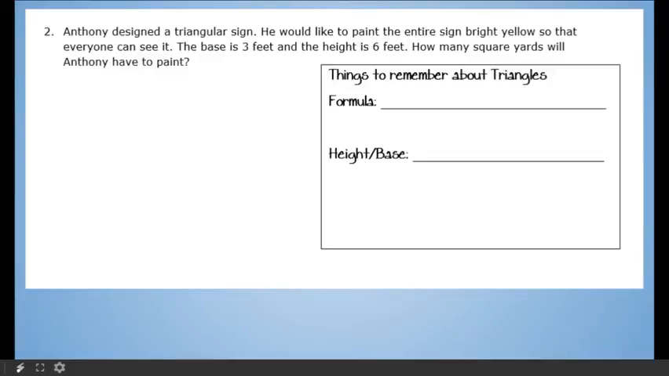So first thing to focus on anytime you're solving a problem is, what is the question asking? How many square yards will Anthony have to paint? Well, it doesn't say whether we're looking for area or perimeter or volume or circumference. It doesn't say anything like that, but it does give us a clue when it says square yards. Square yards means that we're going to find the area of the shape, because area is measured in square units.